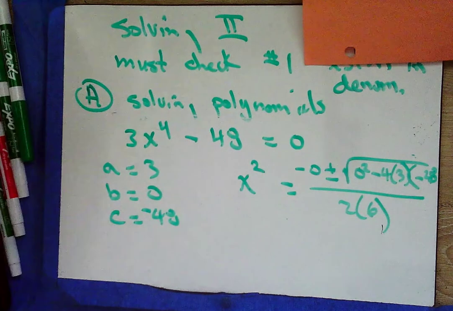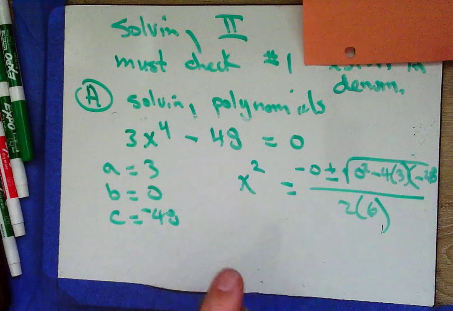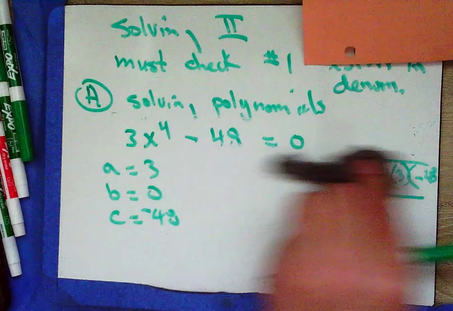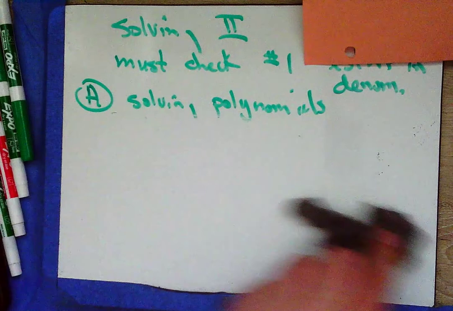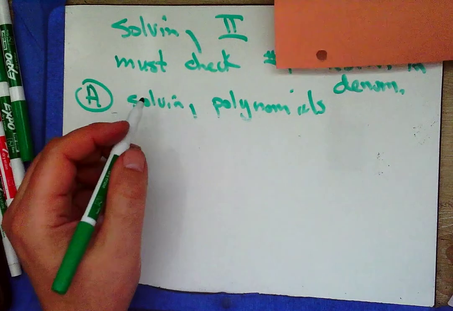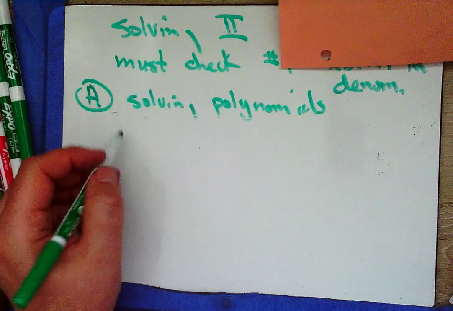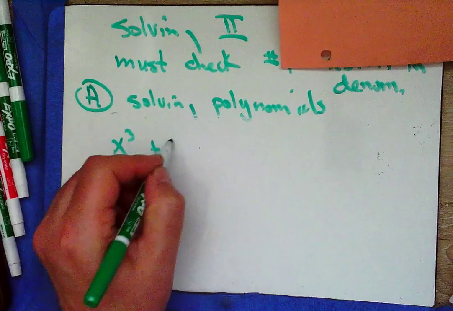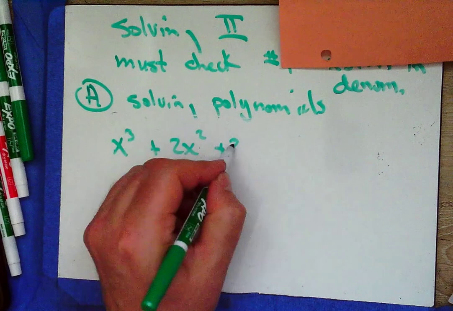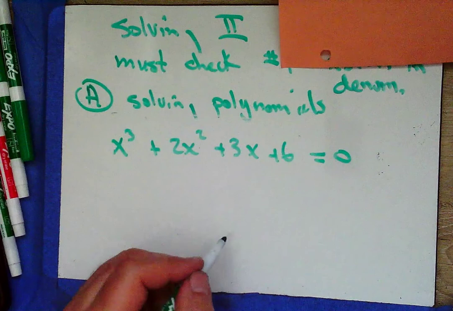So while I could do this with quadratic formula, look, it's only going to tell me what x squared is. I still need to take the square root of both sides when I'm done. I don't want to do that. So let's move on to our next problem instead. How about this one? X to the third plus 2x squared plus 3x plus 6 equals 0. What can you do here?